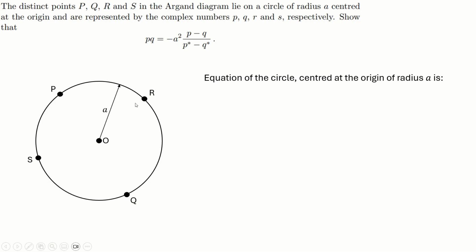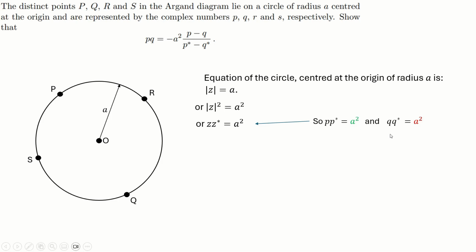The equation of a circle of radius a centered at the origin is just mod z equals a, of course. I'm just saying the distance from z minus 0 to the origin is a. But if we square both sides, we get mod z squared equals a squared. And of course, mod z squared is equal to z z star, right? Because I'm looking at this and I'm thinking, well, we need stars somehow, right? We need stars. Let's relate this to the conjugates. So okay, z z star equals a squared. But of course, we can just put in the information, because we know that P, Q, R, and S are all on this circle. We can put in the information, therefore, that p p star equals a squared if it's on the circle, and likewise for q.